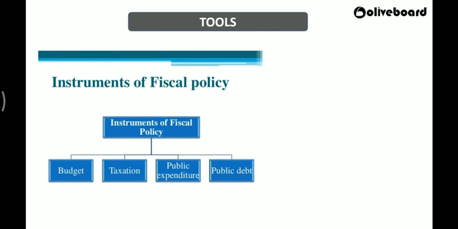If the government borrows more or is repaying it, they use the public debt as an instrument. If they borrow money, then the money supply falls and they control the inflation. If they repay, the money is coming back to the economy, and the money supply will increase. So all these things are instruments of fiscal policy.